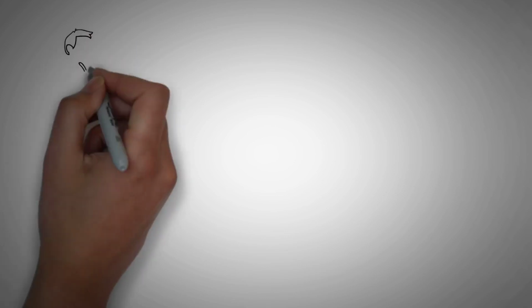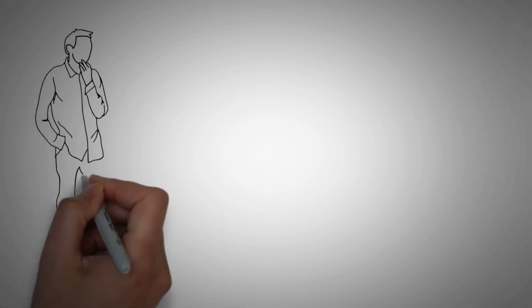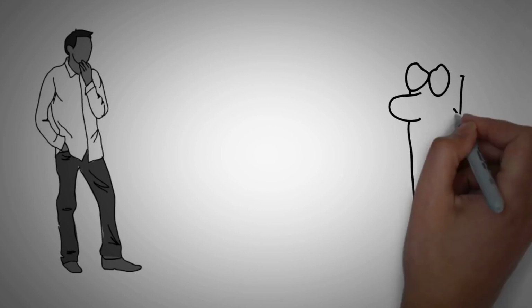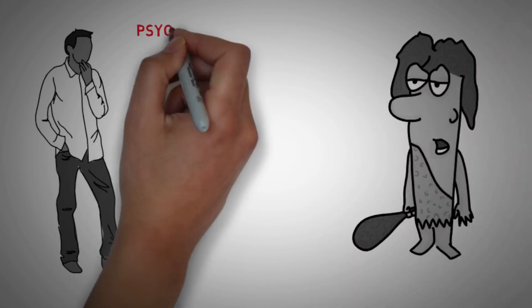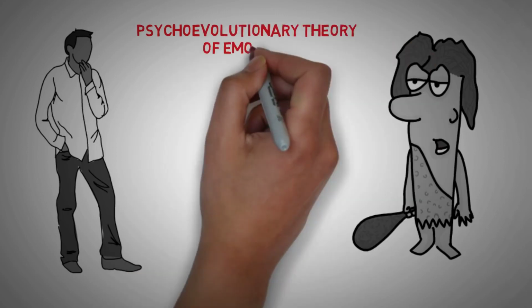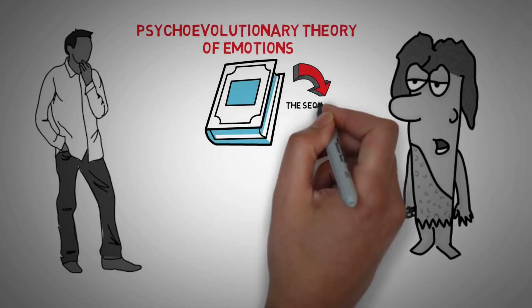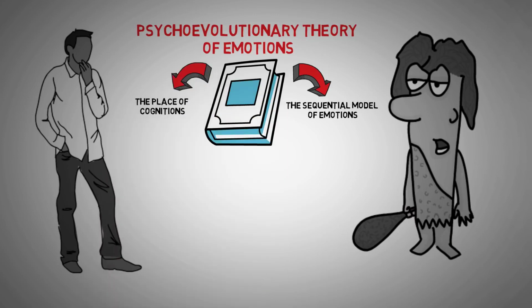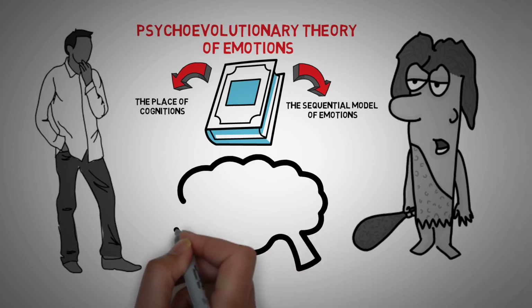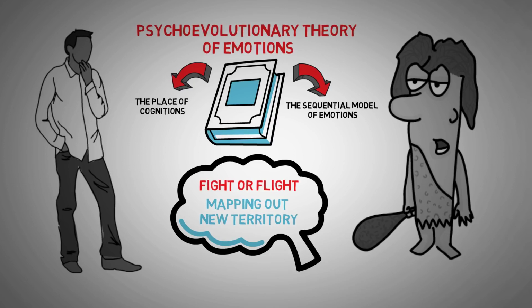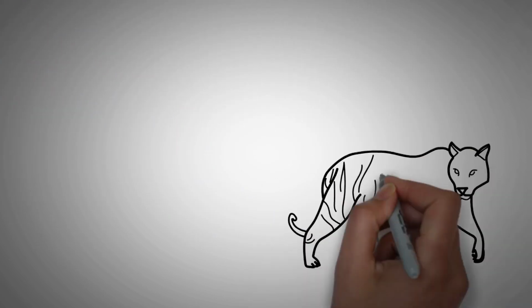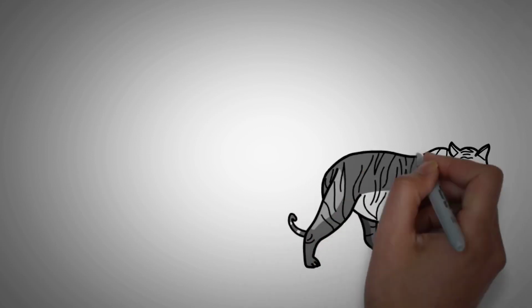Now, Plutchik did not just create the emotion wheel so we could explore and identify our emotions. He was interested in the ways that emotions allowed us to engage and learn basic survival mechanisms. His psychoevolutionary theory of emotions included the sequential model of emotions and the place of cognitions, which is just a lot of words to explain how this process takes place. Each survival mechanism, from fight or flight to mapping out new territory in your brain, is linked to one of the 8 primary emotions. When we encounter a threat, for example, we need to do something in order to escape that threat and try to survive.